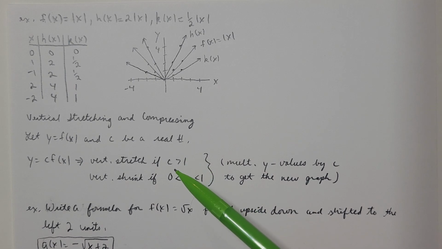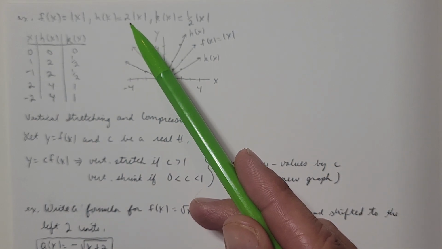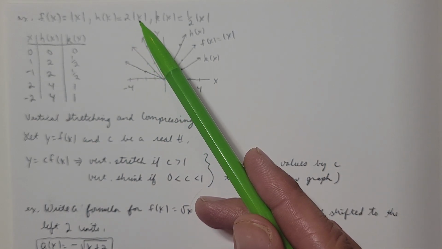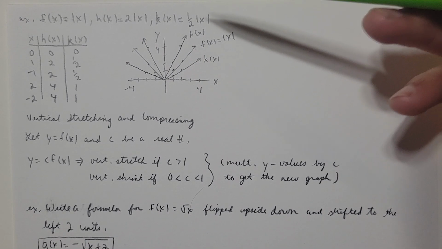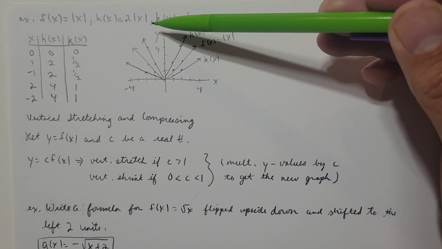If c is bigger than 1, that means you're going to have a vertical stretch of the graph. The bigger the c value, the more stretched out the graph will be. Like if I were to graph y equals 4 times the absolute value of x, I would have a graph that's more stretched out than the graph of 2 times the absolute value of x.